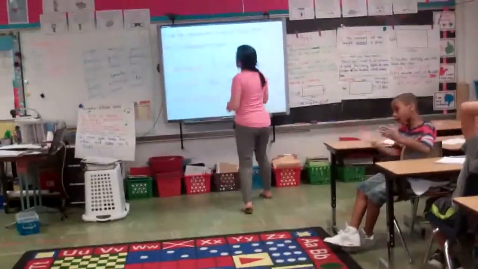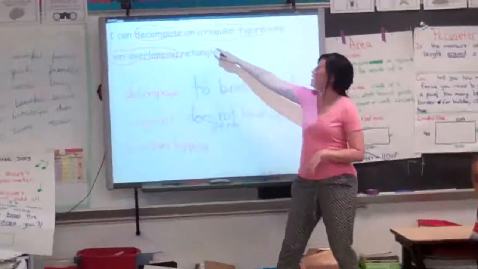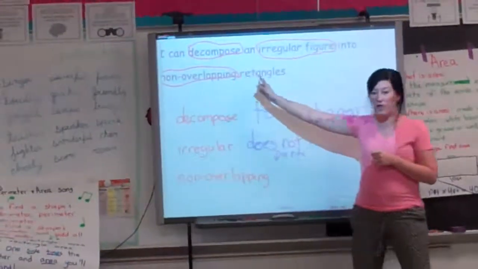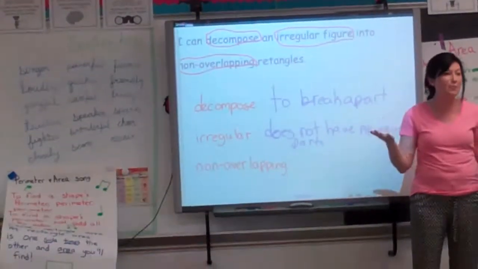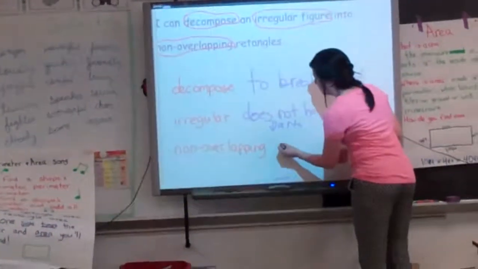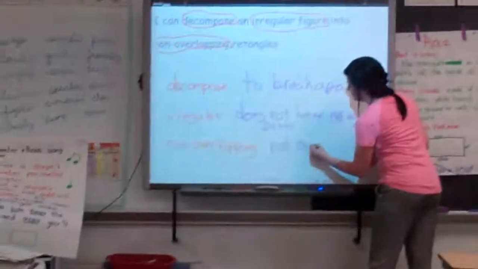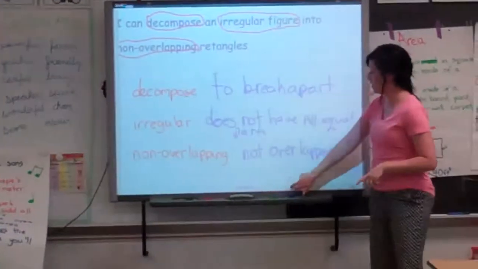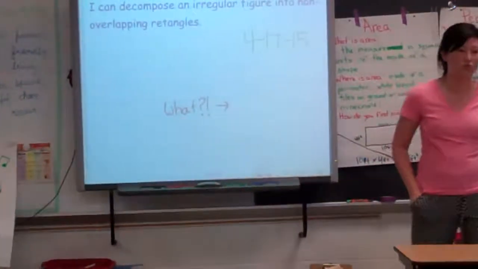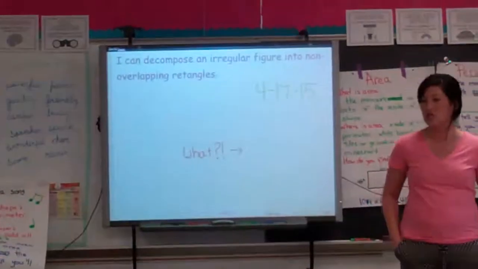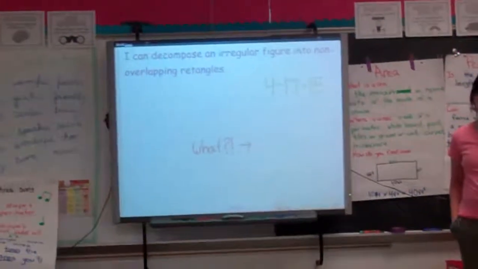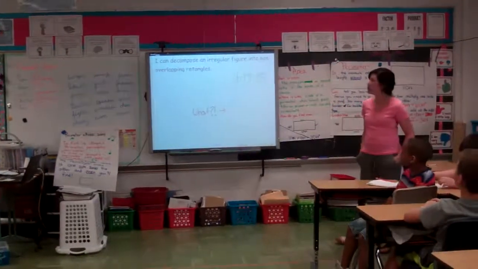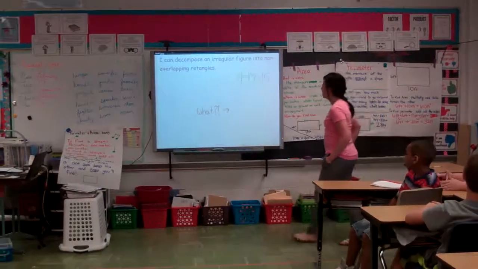So you can break down a figure that has not equal parts into non-overlapping rectangles. So they would be two separate rectangles. So now that we know what that really means, I want you to read that with me on 2. 1, 2. I can decompose an irregular figure into non-overlapping rectangles. Good.